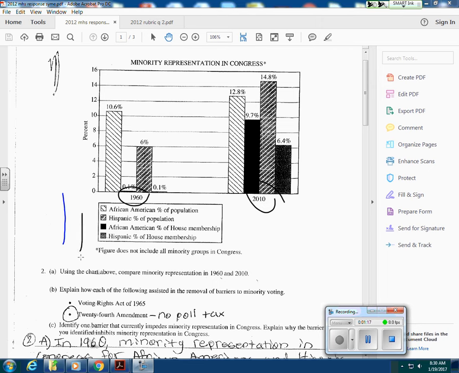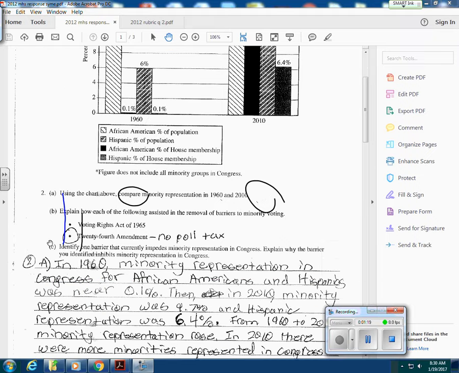So this question says, using the chart above, compare minority representation in 1960 to 2010. So this is a compare question. We're simply comparing 1960 to 2010, so our verb there is compare. Then we're going to explain how each of the following assisted in the removal of barriers to minority voting. It's an explain question, so we're closing the loop. We're going to make sure we use our therefore in that question.